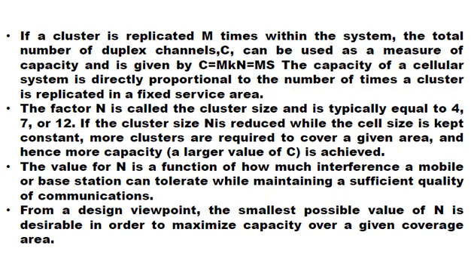If the cluster size N is reduced while the cell size is kept constant, more clusters are required to cover a given area, and hence more capacity, a larger value of C, is achieved. The value for N is a function of how much interference a mobile or base station can tolerate while maintaining a sufficient quality of communications. From a design viewpoint, the smallest possible value of N is desirable in order to maximize capacity over a given coverage area.